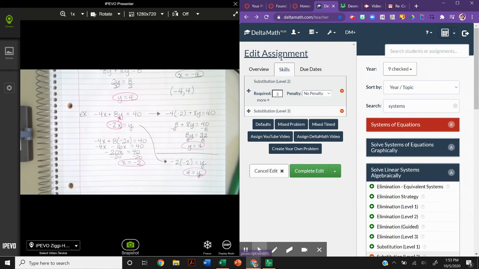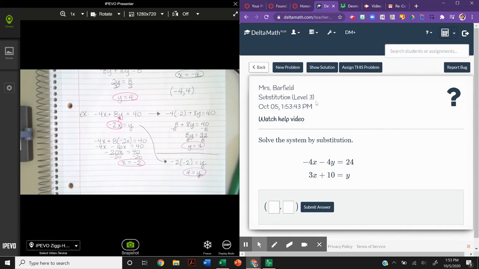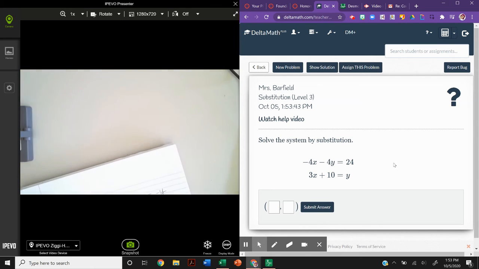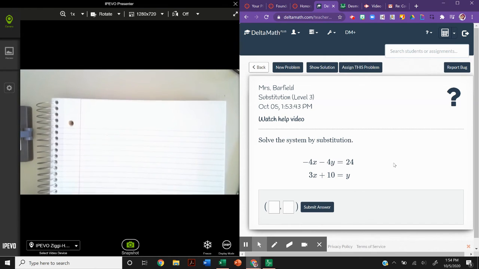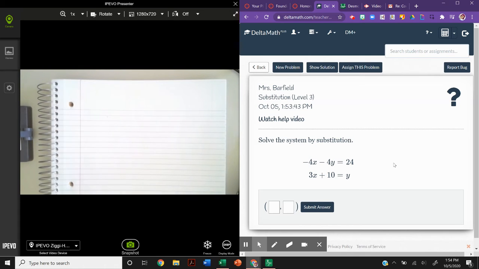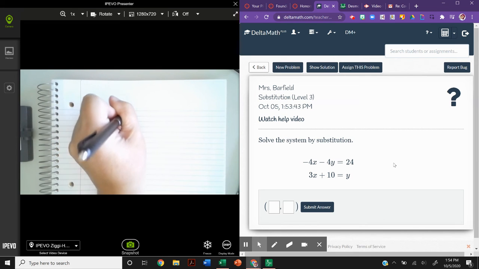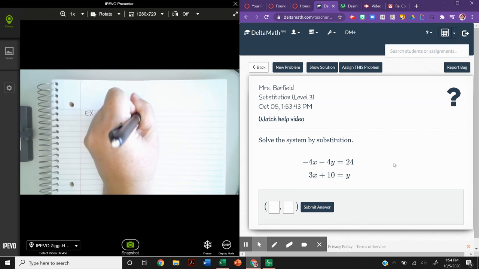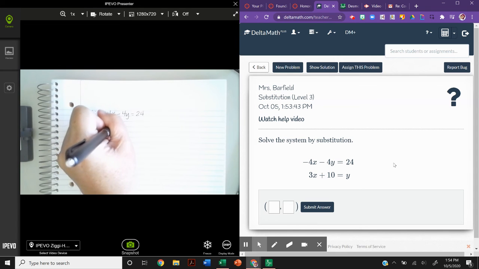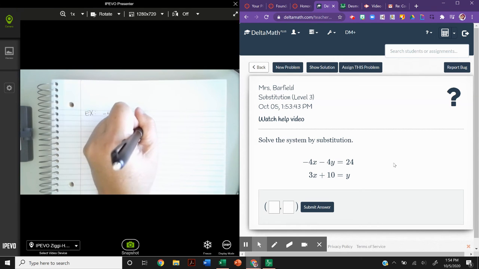All right, let's look at our next level. Level 3 says solve the system by substitution. Now, if you're looking at that one, you're like, wait a minute. It's okay. Let's get a new piece of paper here. It doesn't look like it's okay, but I bet if you look closely while I'm getting my piece of paper up, you should be able to say, okay, I know where she's going to go with this. So negative 4x minus 4y equals 24, and 3x plus 10 equals y.